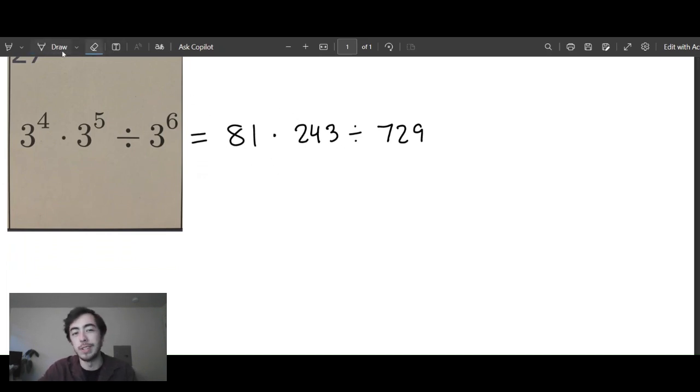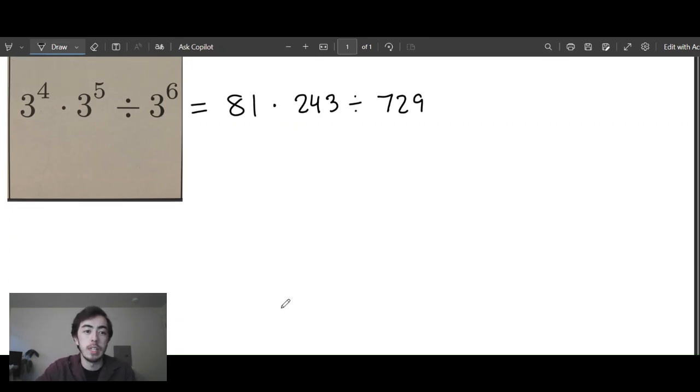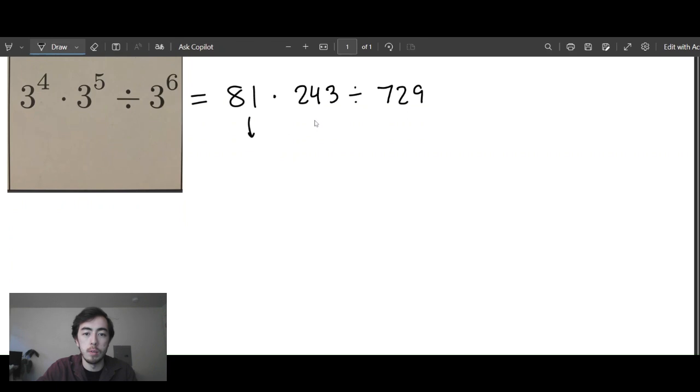Now, just thinking about order of operations, my next step would be to figure out what this number is, but I don't really want to do that. That's going to be a pretty large number. Instead, it might be easier to think about keeping it in exponential form instead of dealing with these large numbers.